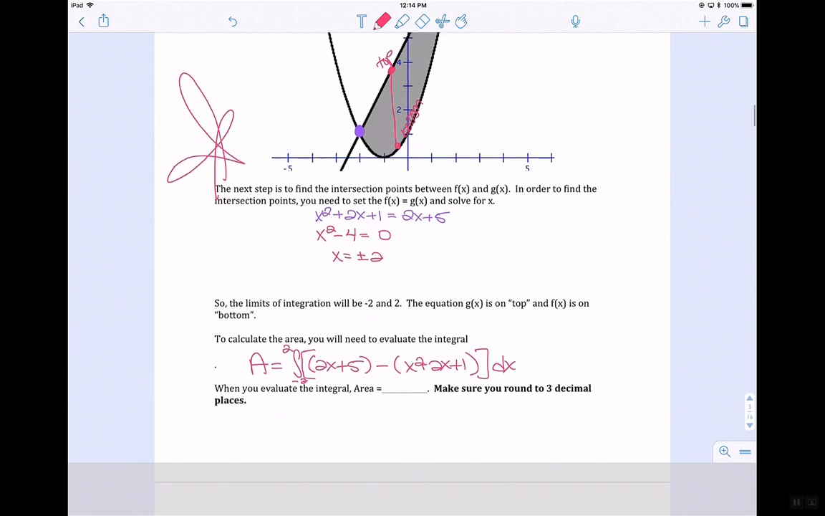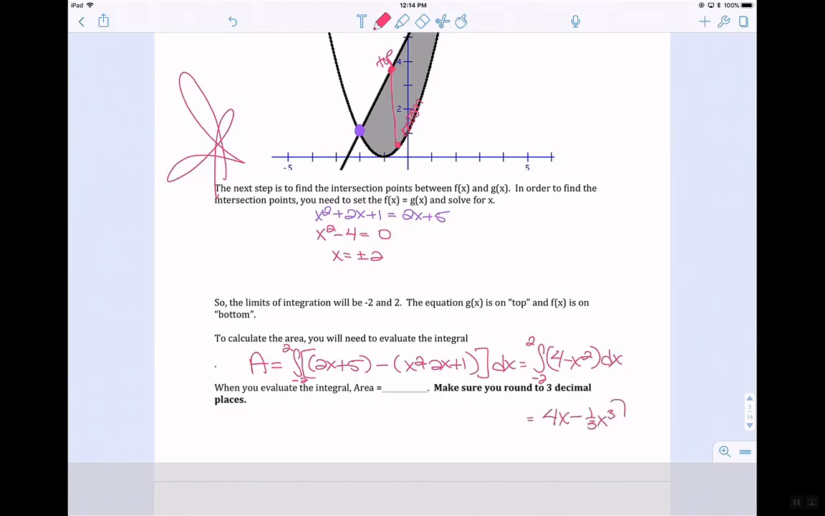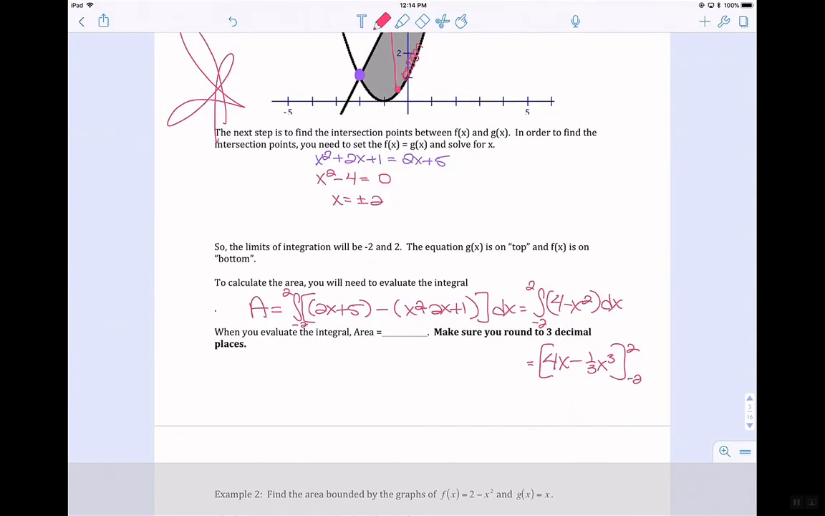Then they would expect you to simplify. The 2x and minus 2x cancel out, and 5 minus the 1 is positive 4. So this would be the integral from negative 2 to 2 of 4 minus x squared dx. Then you would take your antiderivative, 4x minus 1/3 x cubed, and evaluate this from negative 2 to 2. When you do this, I have it in decimal form, which is 10.667.